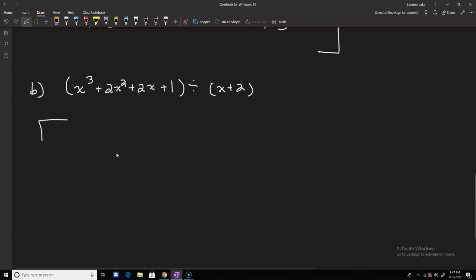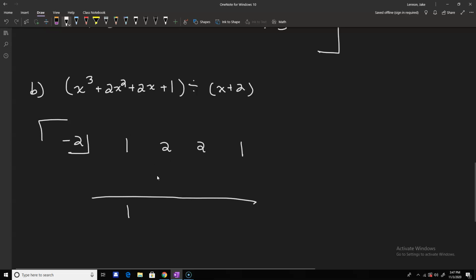And then just as before, we have a negative 2 in the corner. Negative 2 plus 2 would make 0, and I'm getting that from looking at the x plus 2 polynomial that I'm dividing by. And then on top, I would list the coefficients, 1, 2, 2, and 1. Notice nothing's missing here, so I don't really have any issues. So the first step is always just bring the number down, and then after that, that's when we start multiplying and putting them on top of the next one.